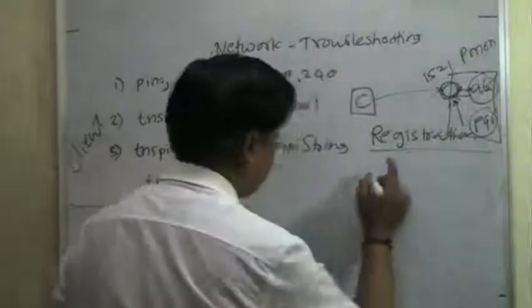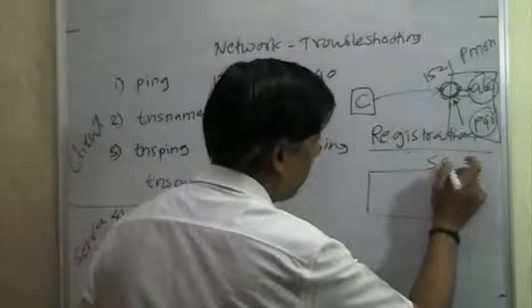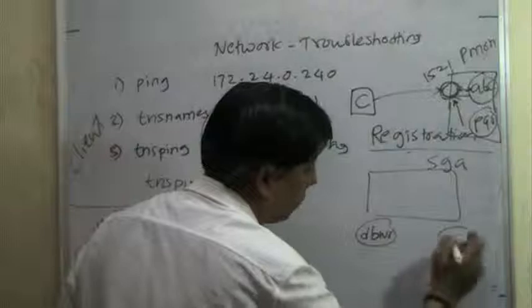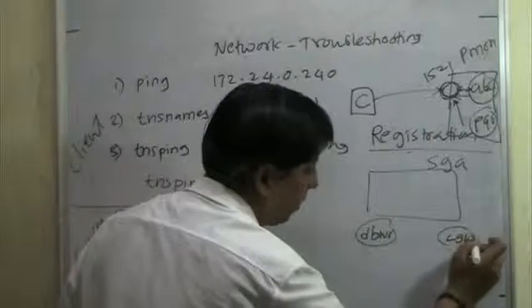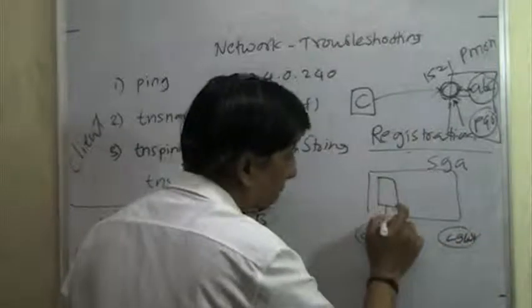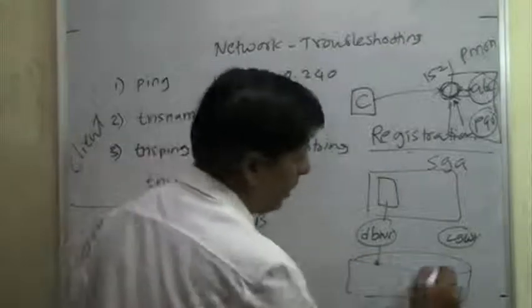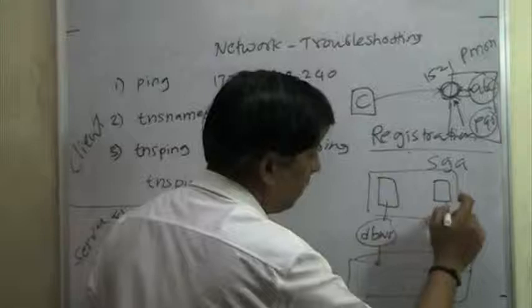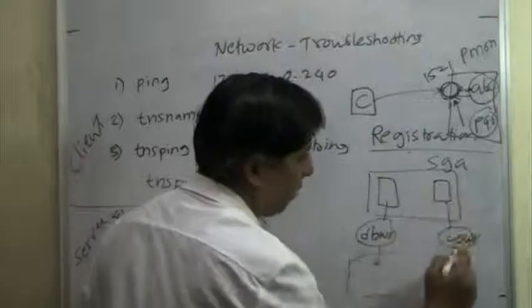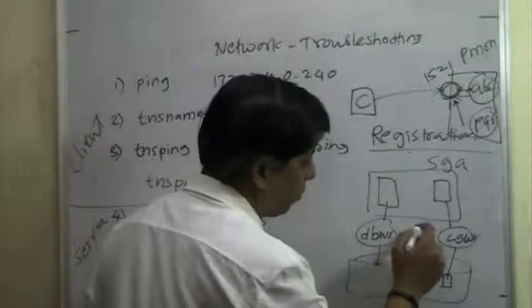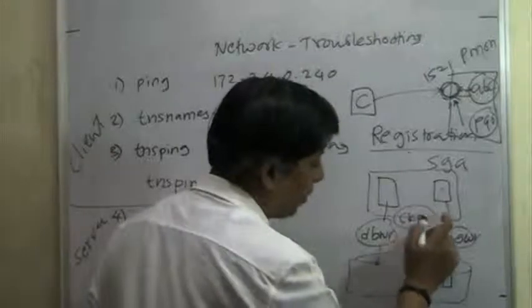See my typical diagram here. This is my SGA, and this is the DBWR process. This is the LGWR process. The database buffer is written to the disk by DBWR, and then LGWR will write information from the log buffer into the redo log file. And then there are three other processes. One of them is checkpoint. We haven't seen too much about checkpoint.